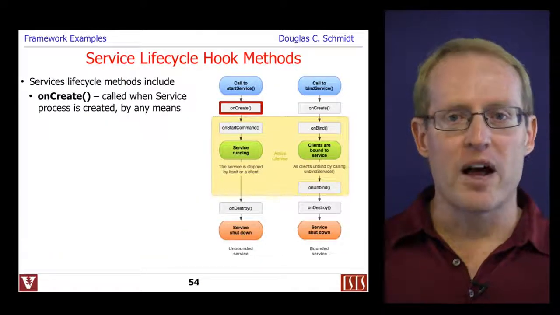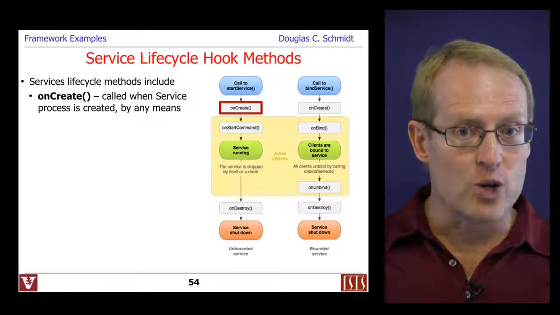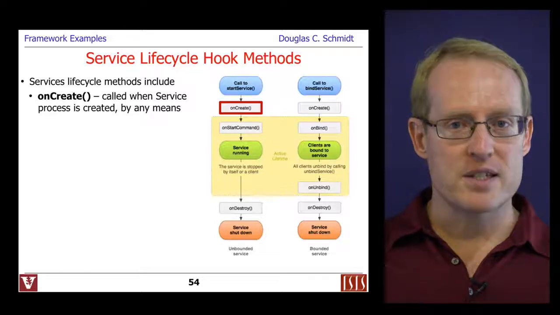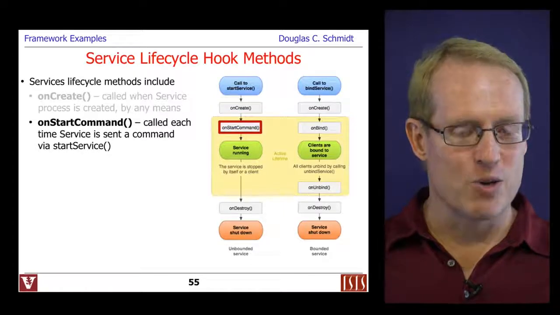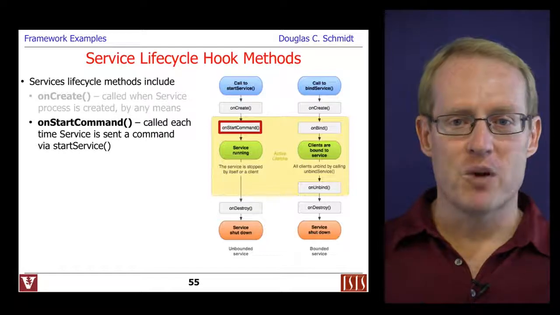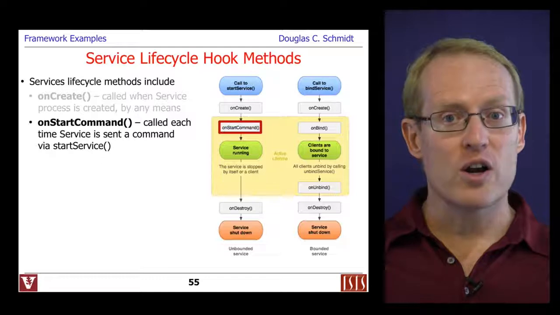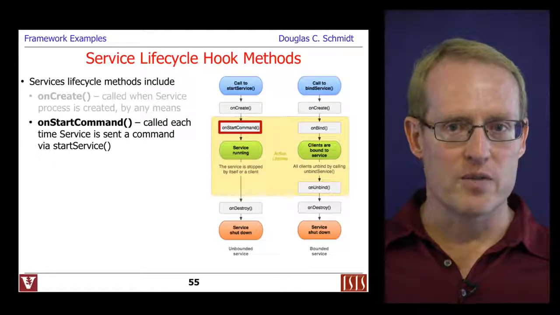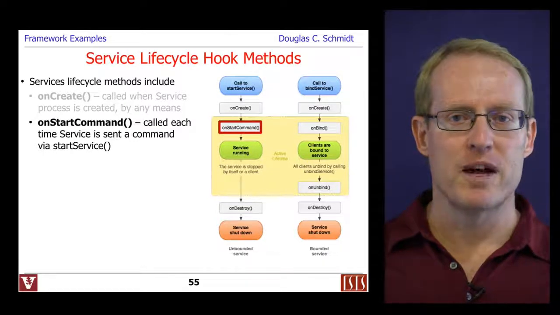Here's a quick overview of the service lifecycle hook methods. There's a method called onCreate, much like there is with an activity, which is called when a service process is created by whatever means it's created. There's a couple of different ways you can create a service. One is using the command processor pattern by invoking the start service method, which causes the onStart hook method to get called back in the service. This is typically used when you launch services and want to be able to have them do something on your behalf, but not keep them around for a long period of time.